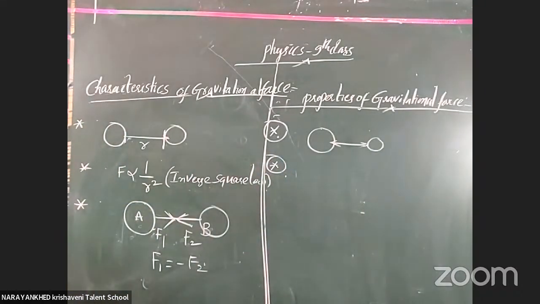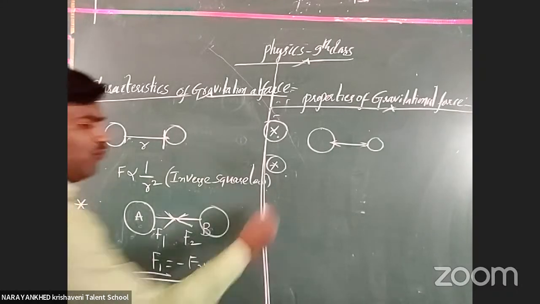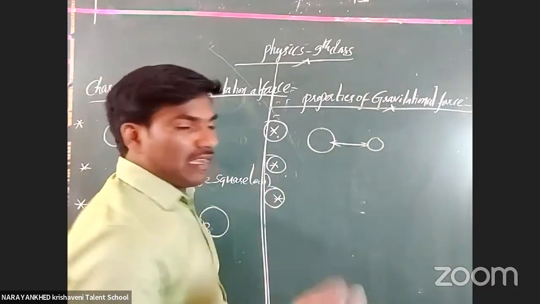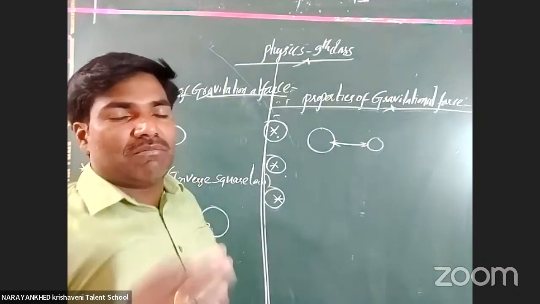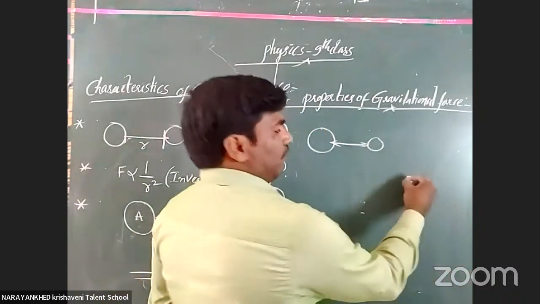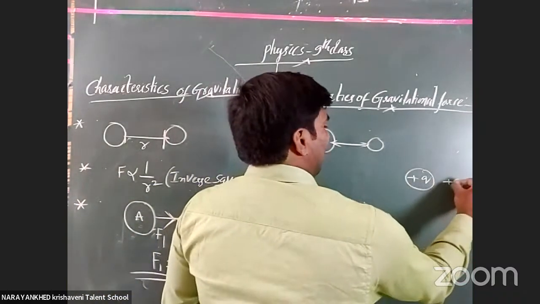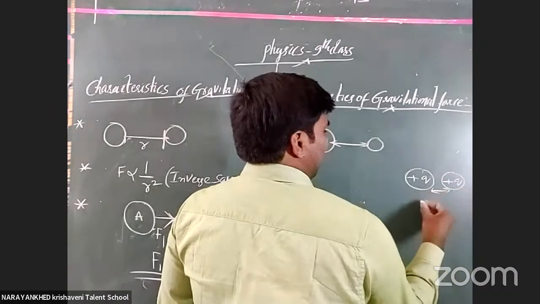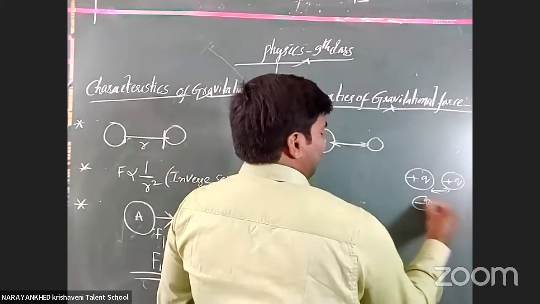That is only the characteristics based on the third characteristic. It is a reaction pair. Gravitational force is always an attractive force only. Suppose you take electrostatic forces: sometimes they attract, sometimes they repel. There are plus and plus charges, and minus and minus charges, and they repel one another.